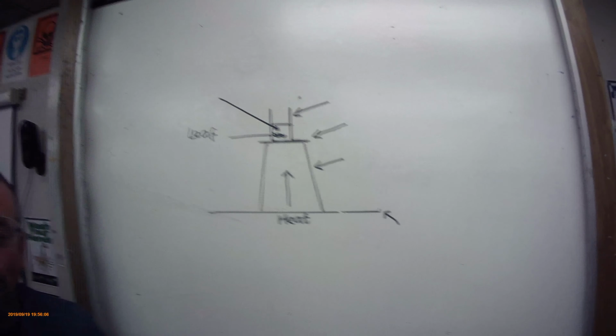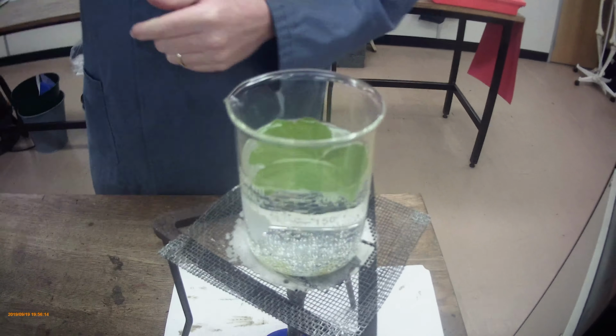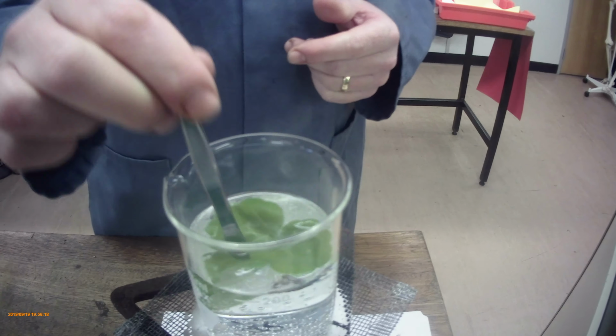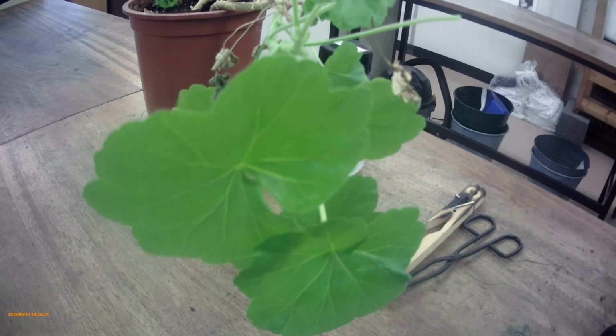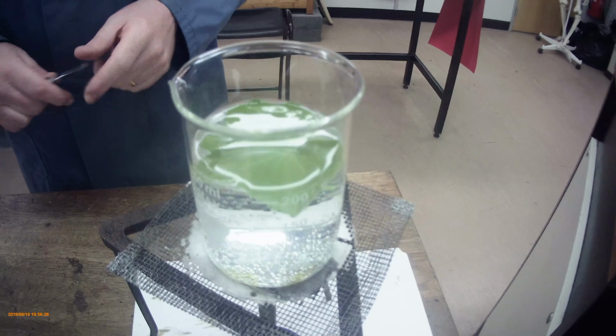Now, as you're doing that, we'll just check on our leaf, and you can see that it is beginning to change colour from the sort of green leaf that we started off with. Just give it a little prod, careful of the hot water, and probably another minute or so, and that should start boiling, and the wax layer coming off our leaf.